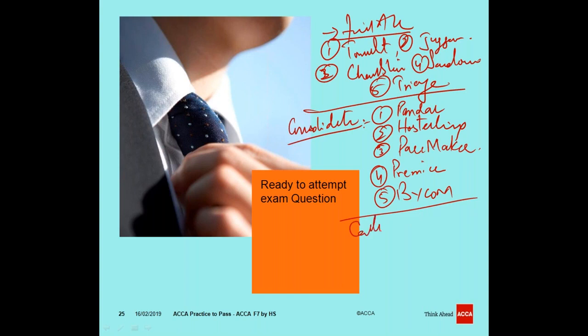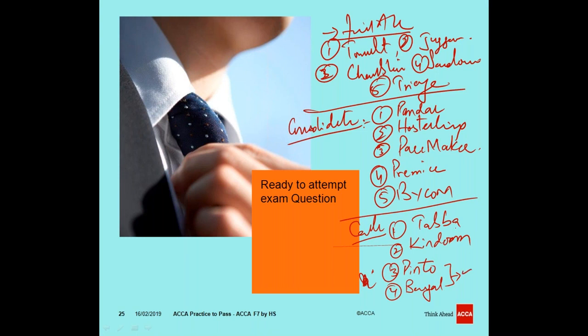For cash flow, it should be Tabba and Kingdom. For interpretation of cash flow, it should be Pintu and Bengal. These questions are for the cash flow interpretation, and these questions are for the cash flow calculation. Then consolidation, final accounts, finally ratios.